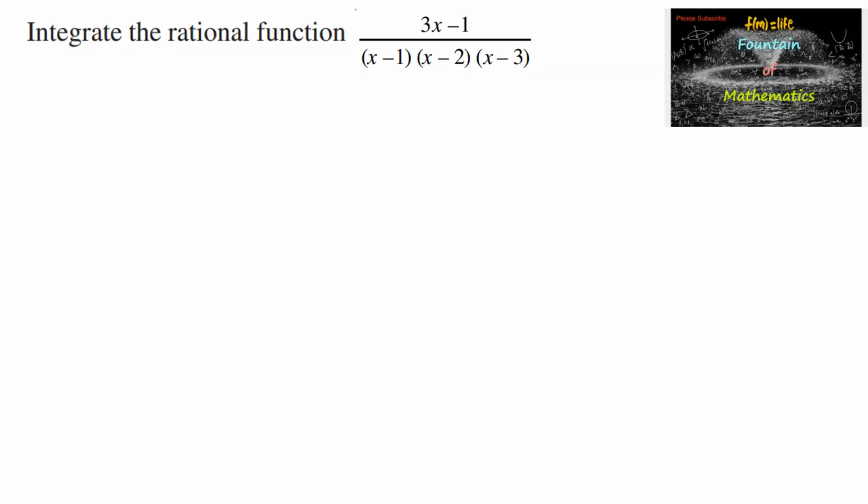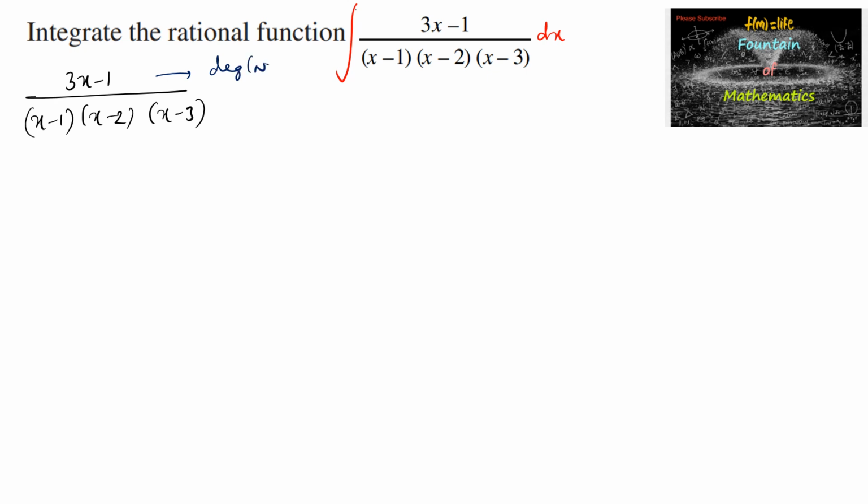Integrate the rational function (3x minus 1) upon (x minus 1) into (x minus 2) into (x minus 3) dx. So here, if we consider this rational function, we can say that the degree of the numerator is 1 and the degree of the denominator is equal to 3. So 1 is smaller than 3, so we can say that it is a proper fraction.